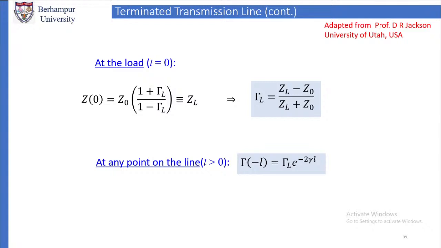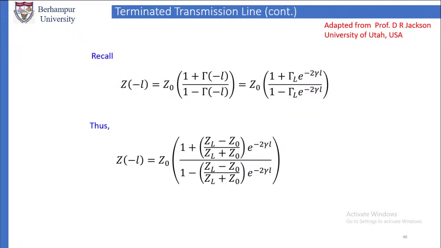Then add 1 on both the sides, subtract 1 from both the sides, take the ratio, that will give you (ZL minus Z0) by (ZL plus Z0) is equal to gamma L, or gamma L is equal to (ZL minus Z0) by (ZL plus Z0). At any point, gamma as a function of L will be gamma subscript L exponential minus 2 gamma L. That we know. Okay, and now we are going to use that here.